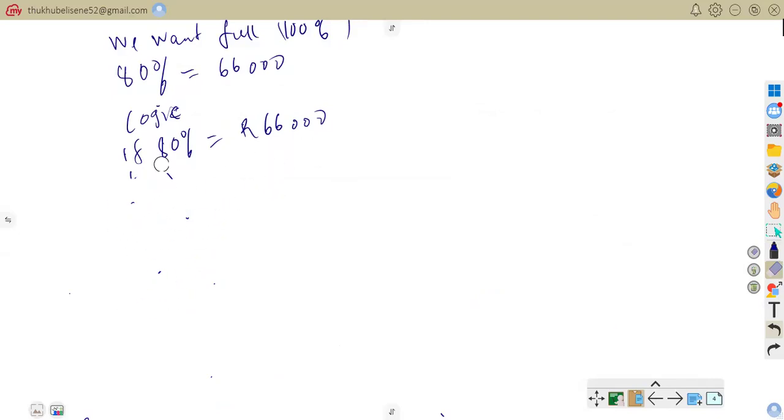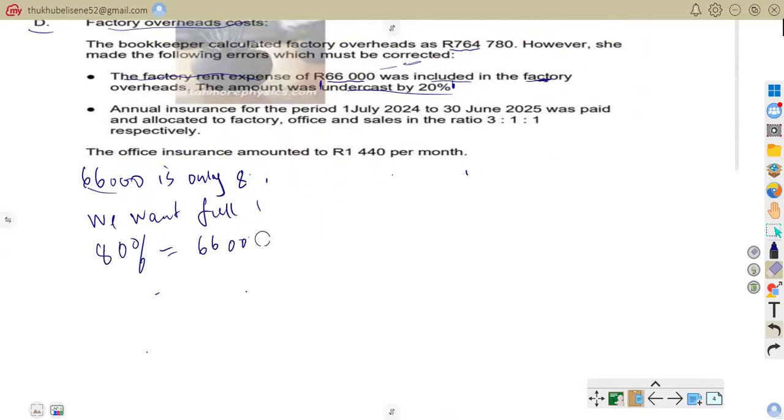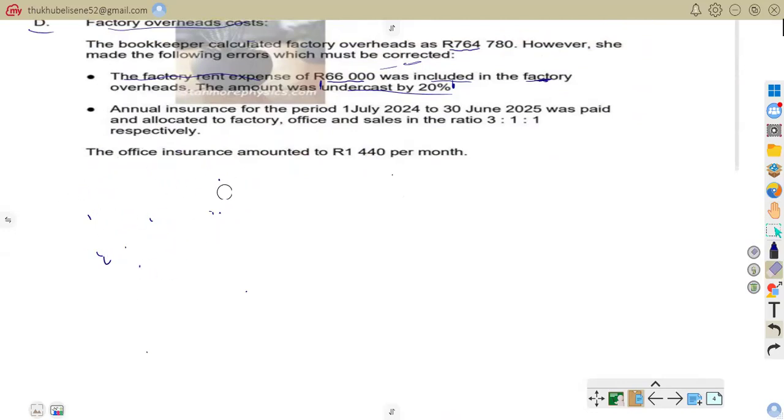Let us erase our rent and be on insurance. Hope you are still together, good people. Hope you are still following. I'll be happy if ever you are. We are still on the same page. That will be my happiness. So let us just rub these calculations for rent and let us be on calculations for insurance.